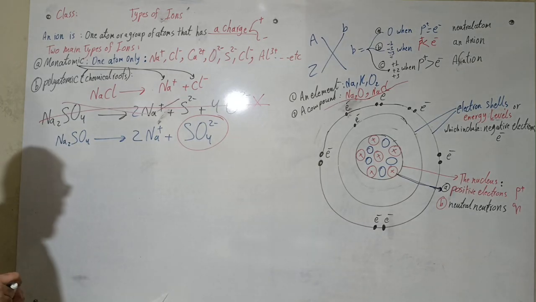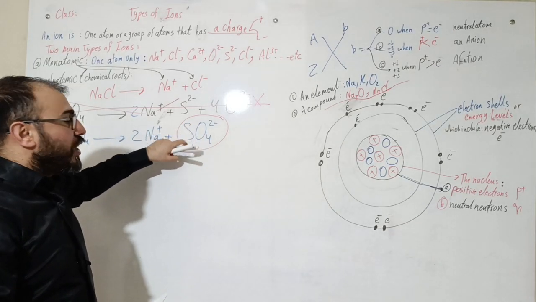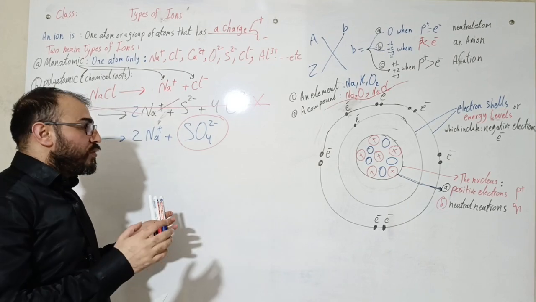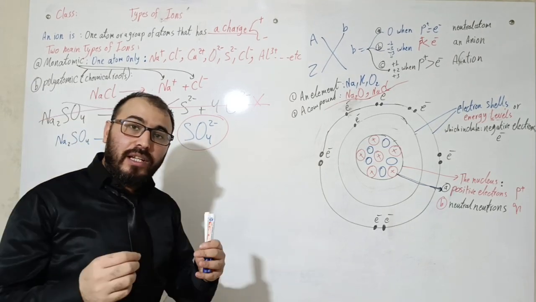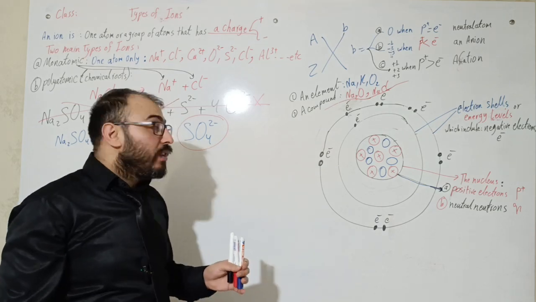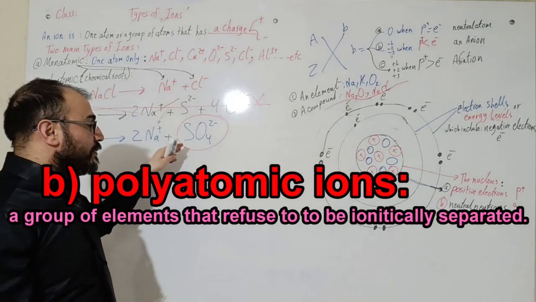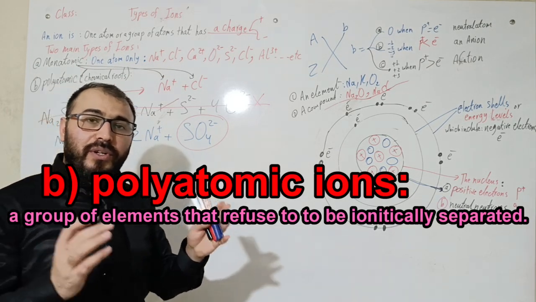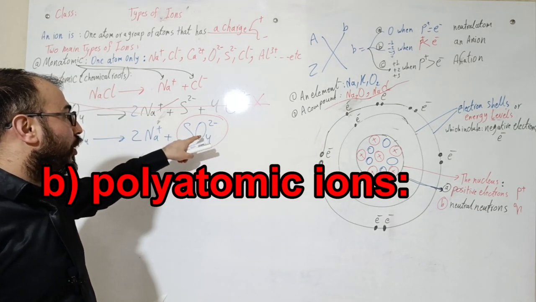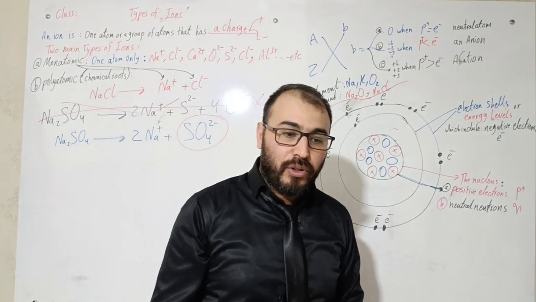So a polyatomic ion is an ion that is made up of more than one atom, and all of them refuse to separate from one another, and we deal with them like they are one atom only. Again, a polyatomic ion or a chemical root is a group of atoms that refuse to separate from one another, and they have one charge, and we deal with them like they are one atom only.